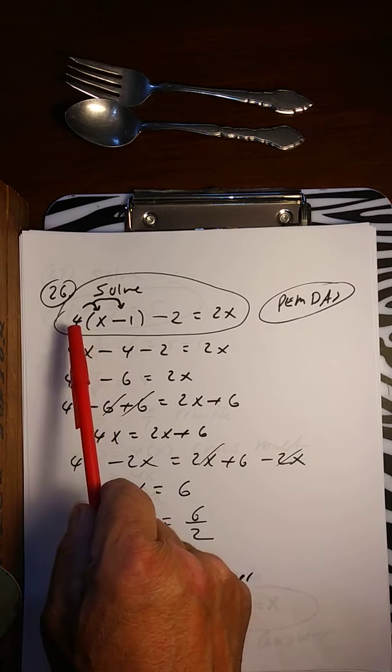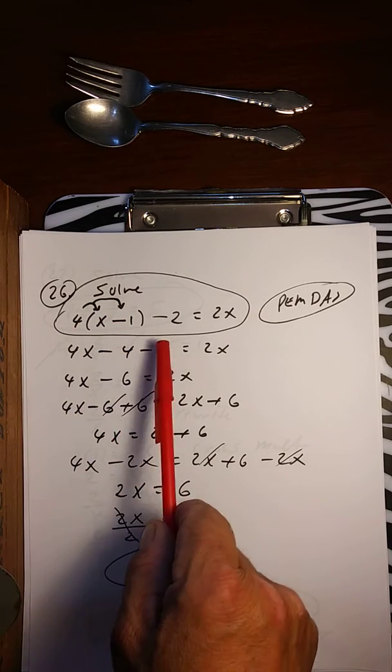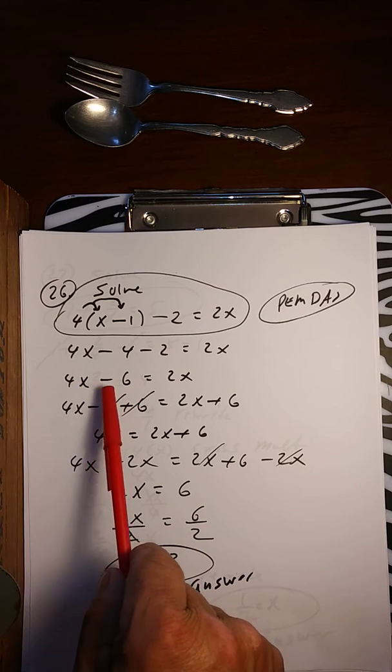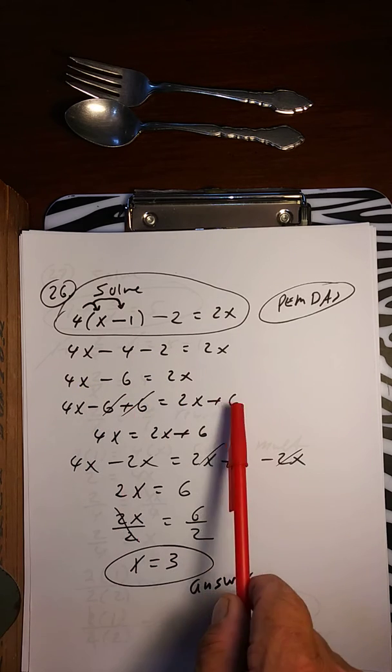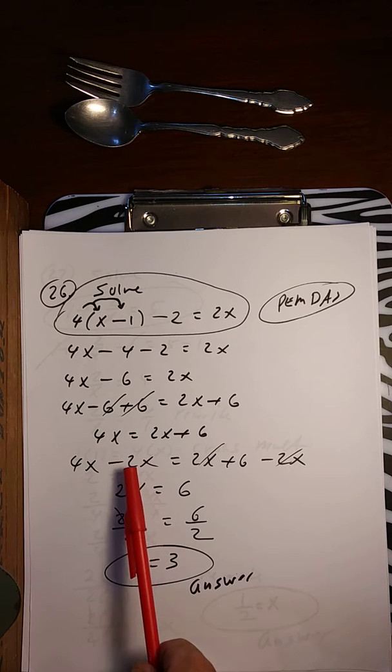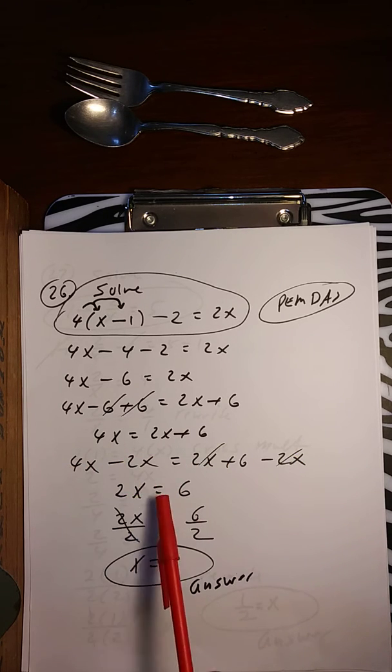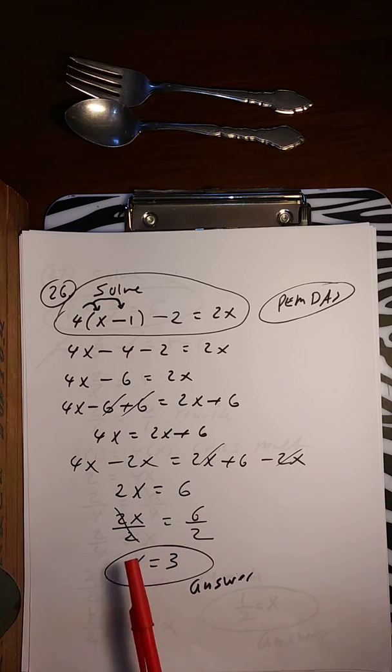Solve this. 4 times that is 4x, 4 times that negative 4, minus 2, bring it down. And this 2 right here is going to be negative 6, 4x minus 6 equals that. Add 6, and then we're going to subtract 2x, subtract 2x, these are gone. So that's going to be 2x equals 6, divided by 2, so x is 3.